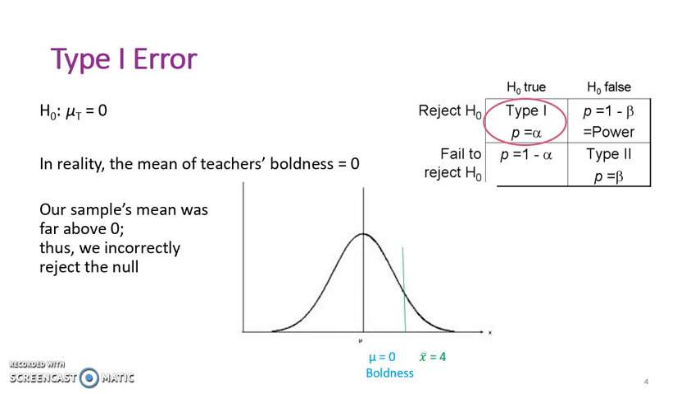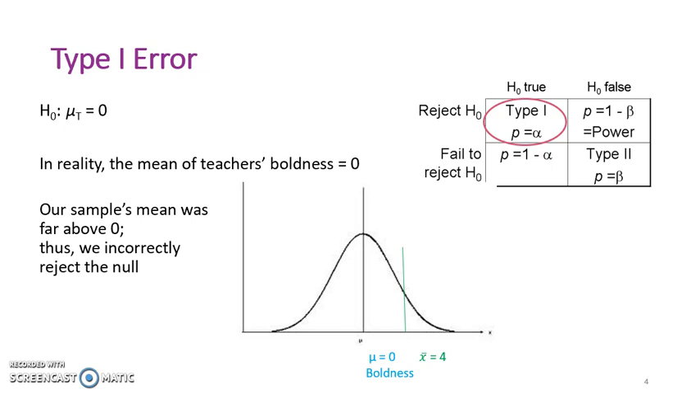So what we see in this figure is a sampling distribution of means from this teacher boldness example. Recall that in our example, the null hypothesis was that the mean of teacher boldness was equal to 0. 0 is the mean value for the general population of teachers. To illustrate the concept of type 1 error, we are going to say that the null hypothesis is actually true in reality. So in other words, the mean of teacher's boldness is in fact equal to 0. In other words, our intervention did not work to increase teacher boldness.